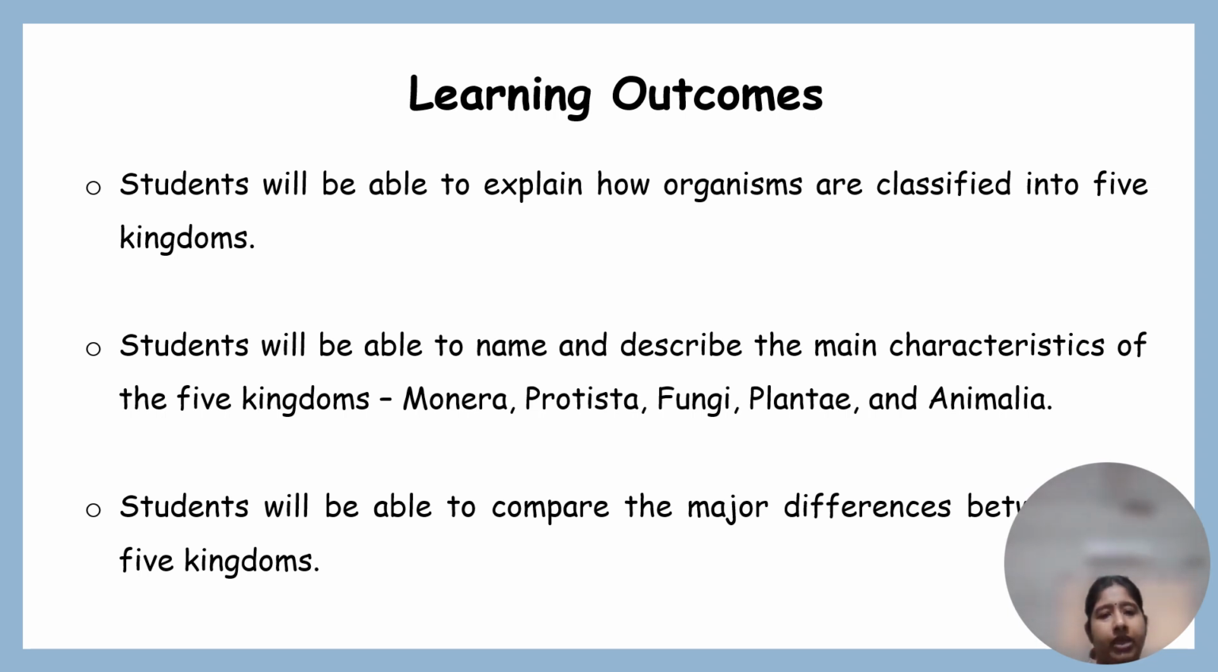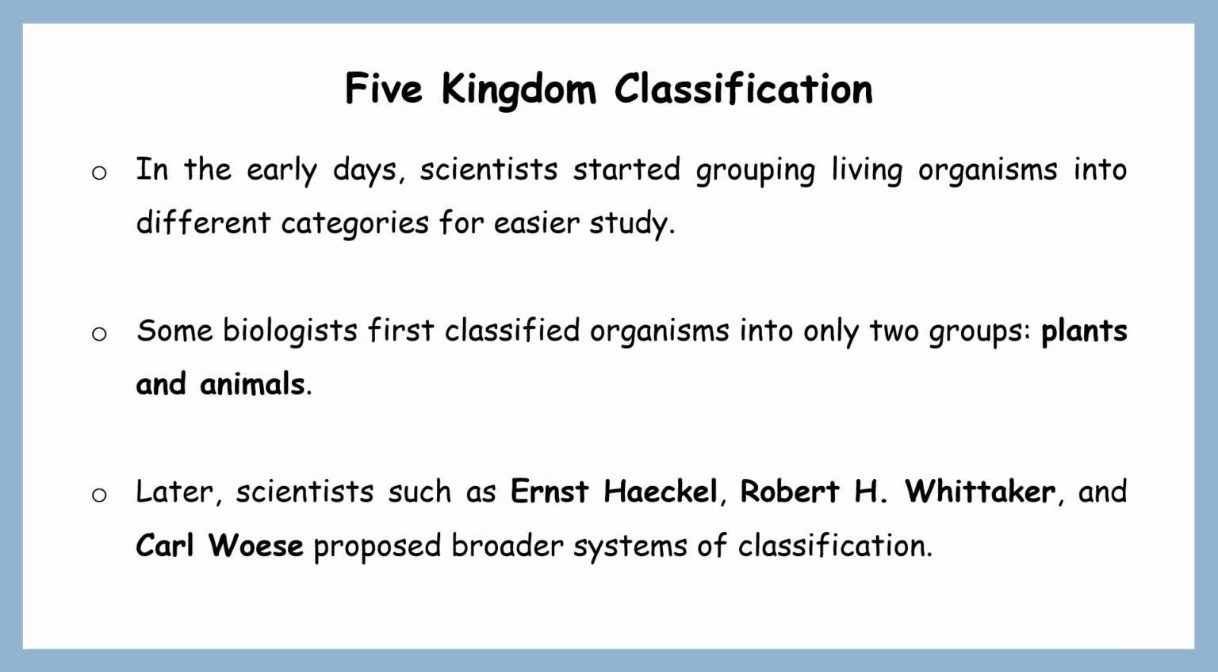You will be able to name and describe the main characteristics of the five kingdoms such as Kingdom Monera, Kingdom Protista, Kingdom Fungi, Kingdom Plantae, and Kingdom Animalia. And you will be able to compare the major differences between all the five kingdoms. What is five kingdom classification?